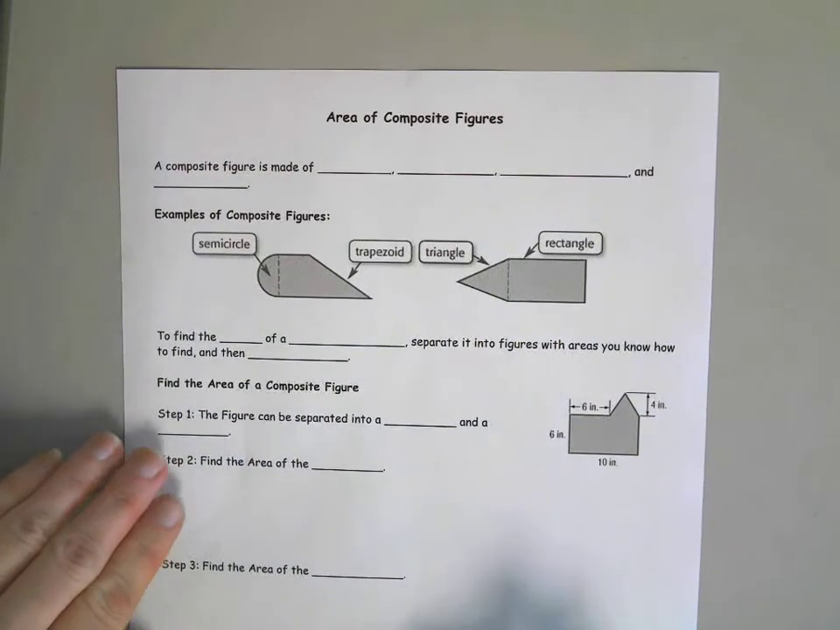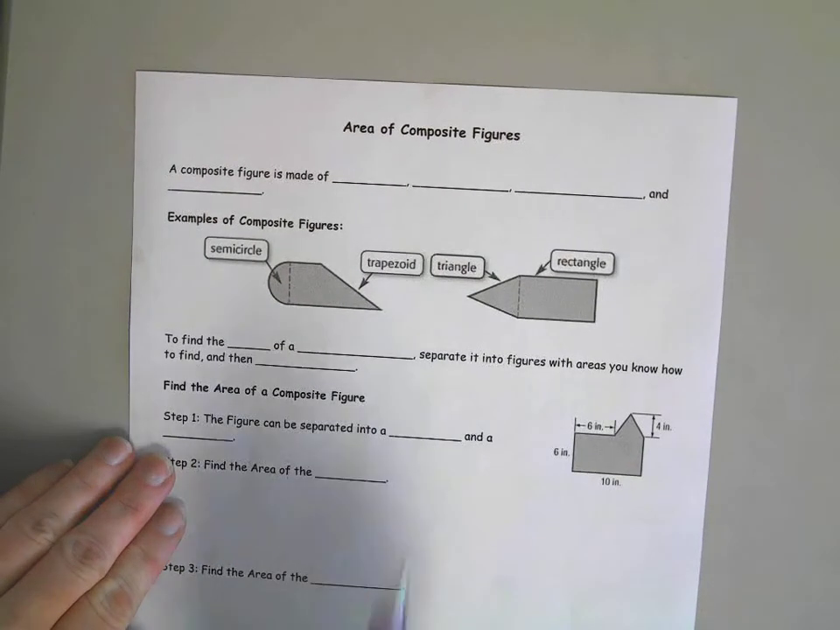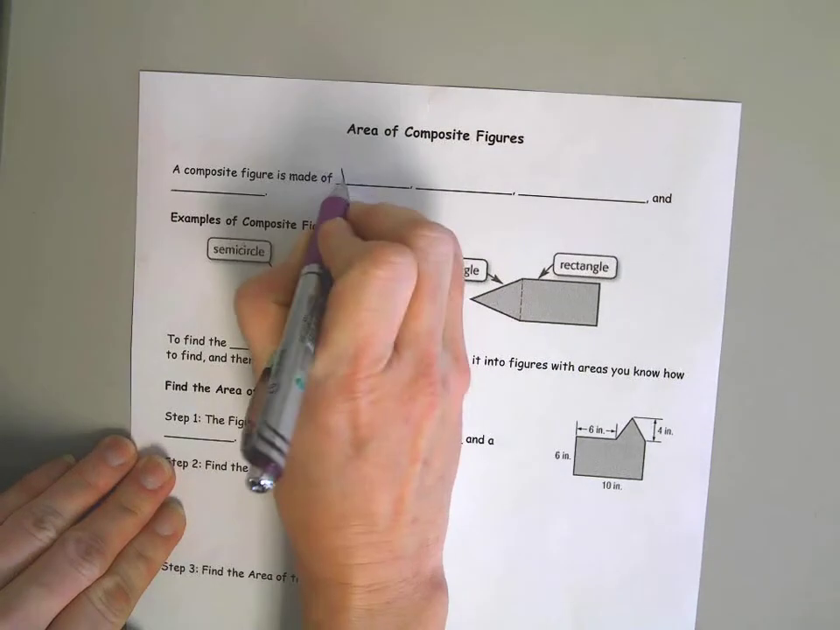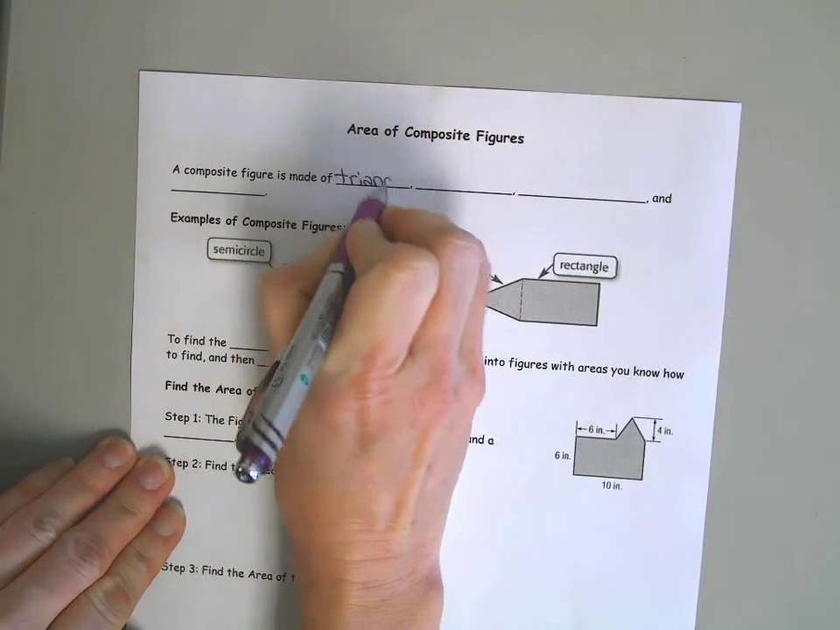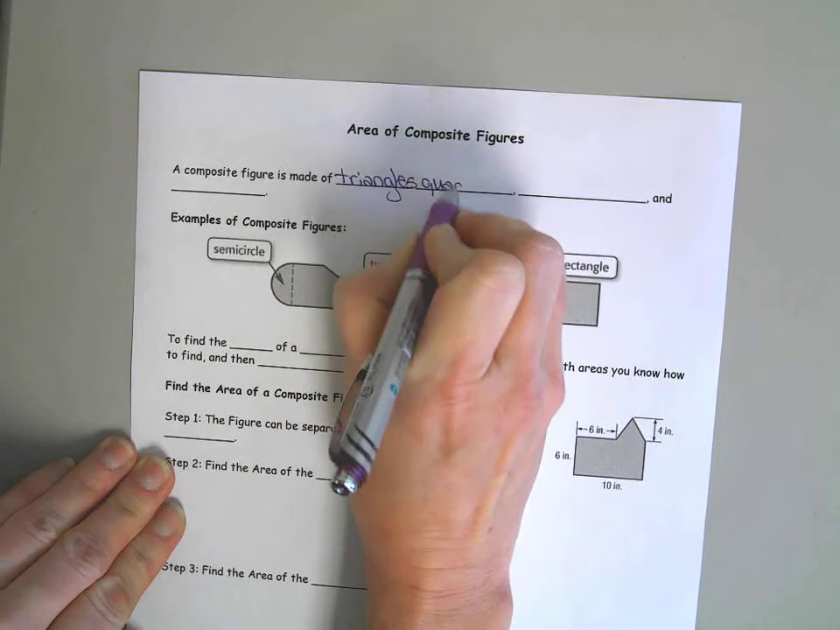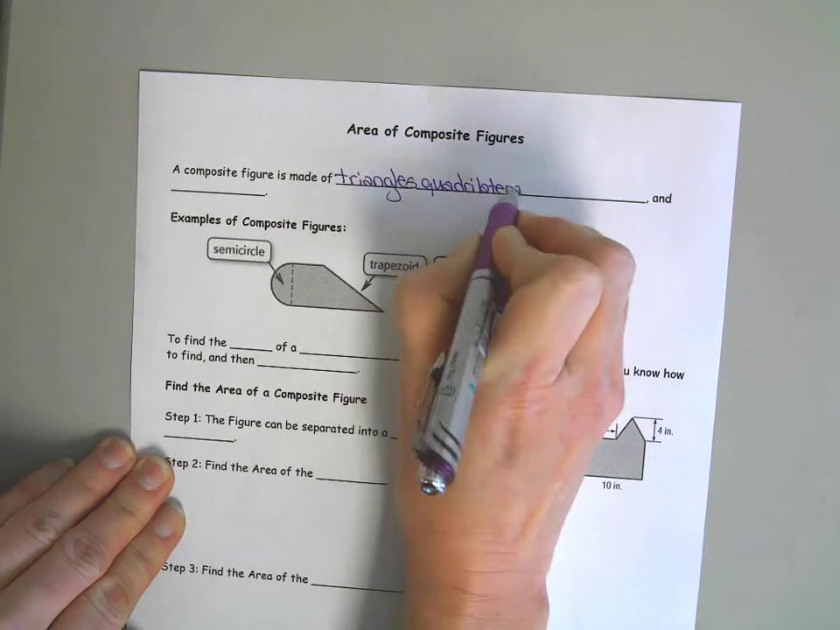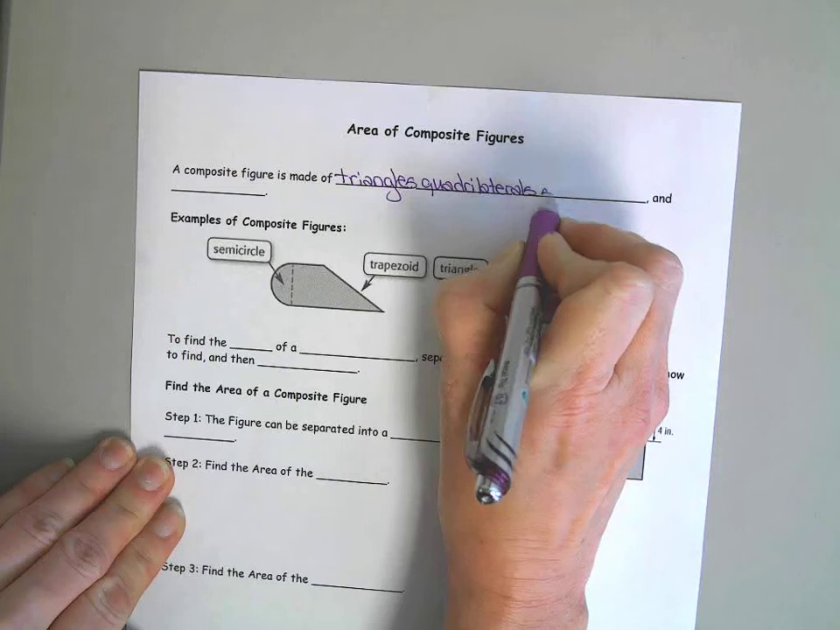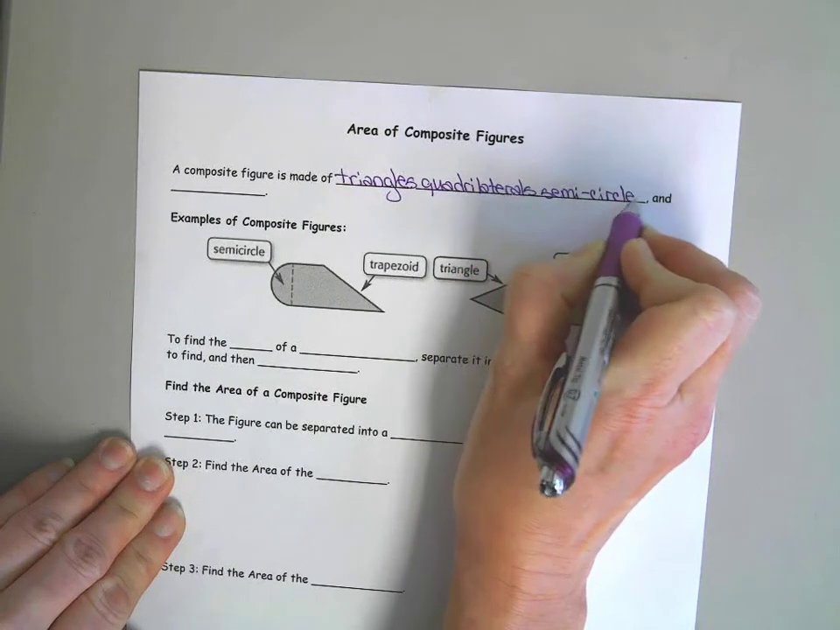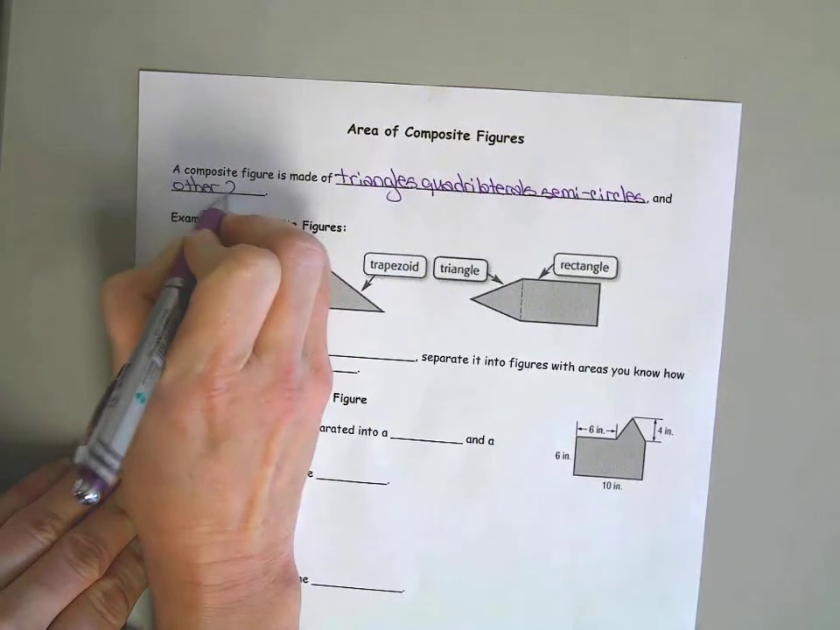Area of composite figures. So today we're learning about shapes. A composite figure is made of triangles, quadrilaterals, semicircles, and other 2D figures.